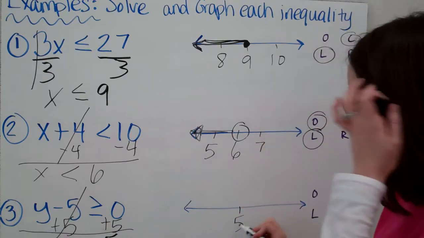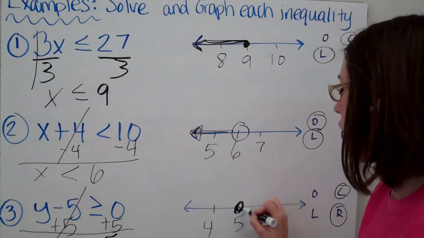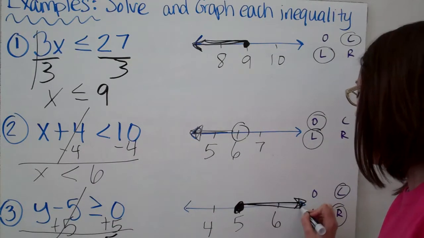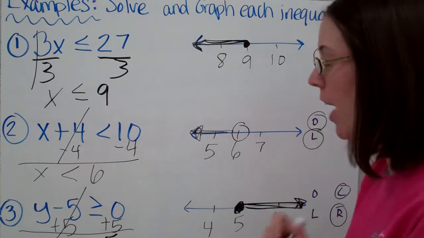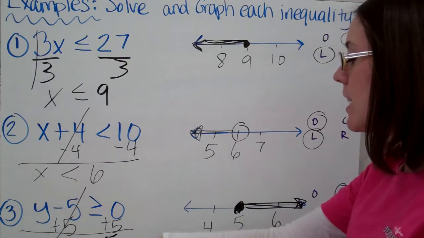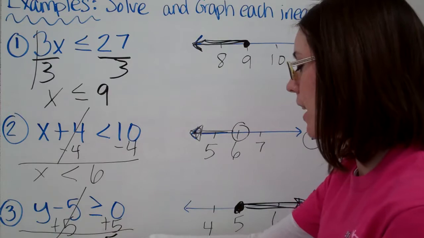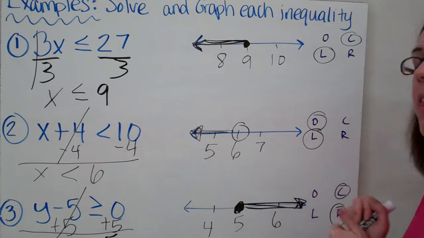Let's put 5 in the middle of our number line, 6 and 4. We're going to have a closed circle on 5, shaded to the right. That means, sorry about my shading, it's kind of bad. You know I'm not a good drawer. Anyway, a number for y could be any number greater than or equal to 5. So 5 could be a solution, and any number bigger than that.